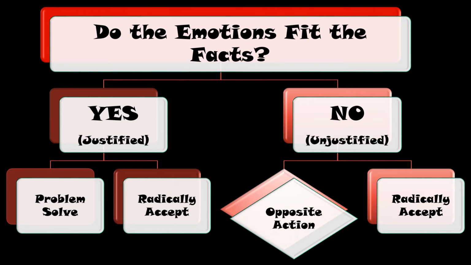The chart here illustrates the two sides to the question, do the emotions fit the facts? If yes, it's justified, and then we need to problem solve it or radically accept what's going on. The other side is if it does not fit the facts, it is unjustified, and opposite action is required, and we also might need to radically accept what's going on here.